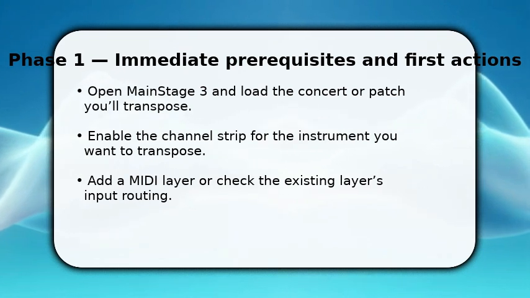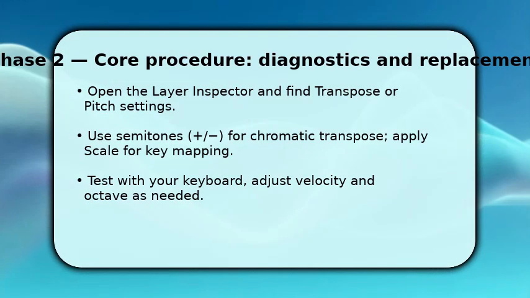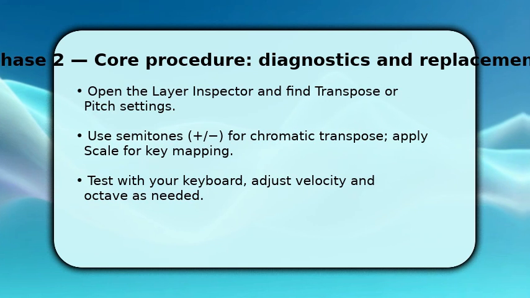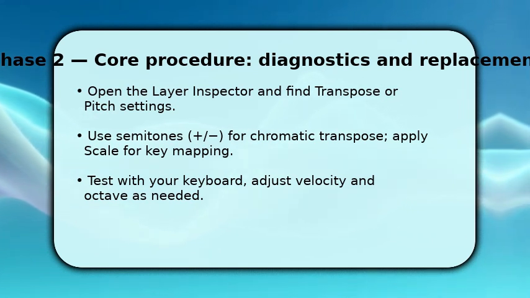Next, open the layer inspector and locate transpose or pitch parameters. These change notes by semitones. You can dial +3 for 3 semitones up or -2 for down. This is the simplest chromatic method.